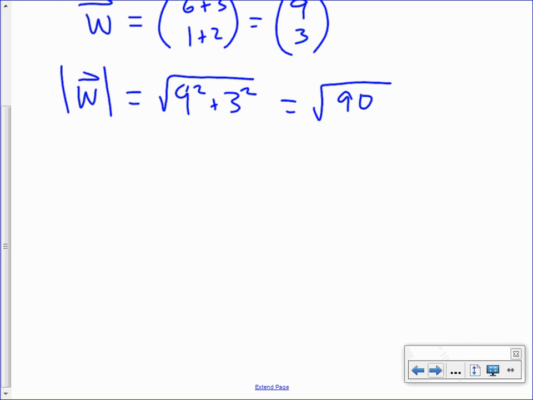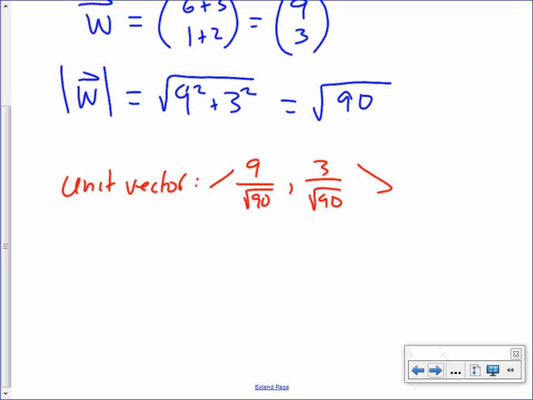So the unit vector of this vector will have the components 9, 3. So it's 9 over root 90, comma 3 over root 90, if it's in that form. Or in i's and j's, 9 over root 90i plus 3 over root 90j. Done. That's it in unit vector form.